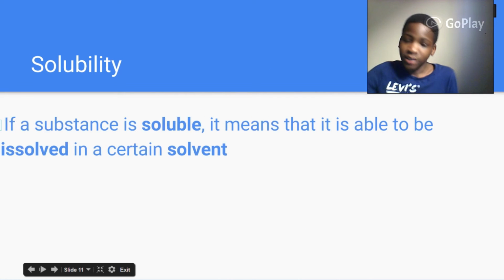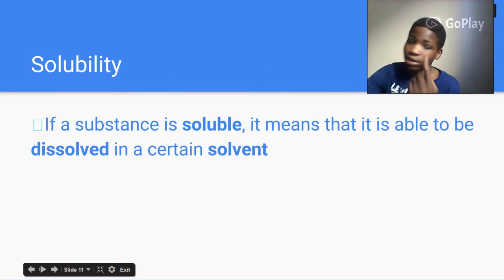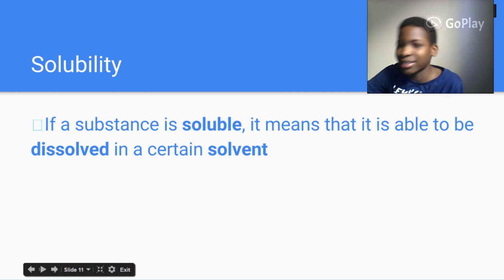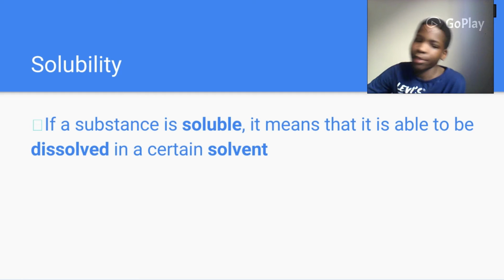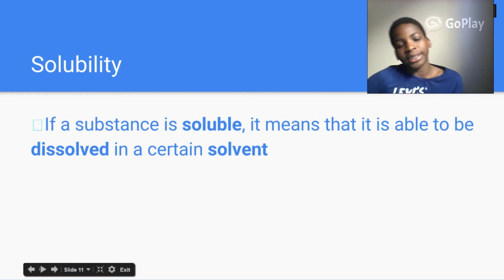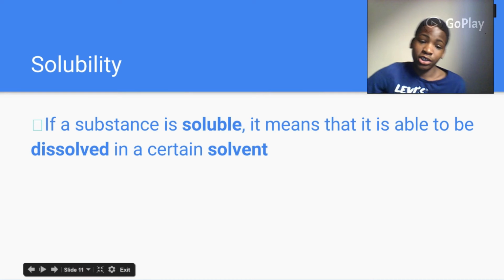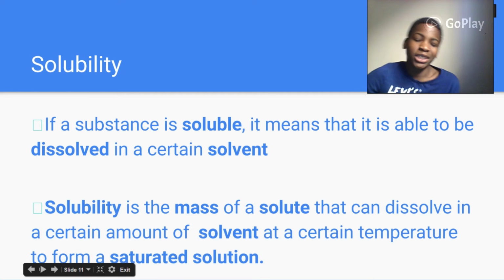Salt can also be a solid, right? But it's not as great as sugar for water, right? But water being the solvent, right? If a substance is soluble, it means that it is able to be dissolved in a certain solvent. Like sugar can be dissolved in water, right? And things like that.